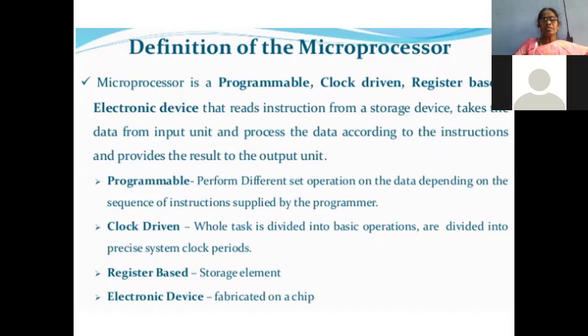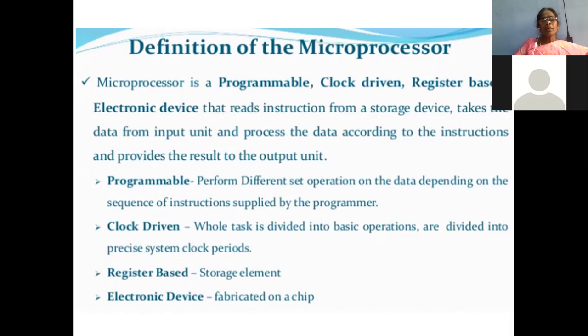And the next one, register based. So here we use registers, which are nothing but storage elements, right? In order to store the information and receive the data to perform a particular operation, it should be available in the register. Then only can the ALU perform the operation, right?